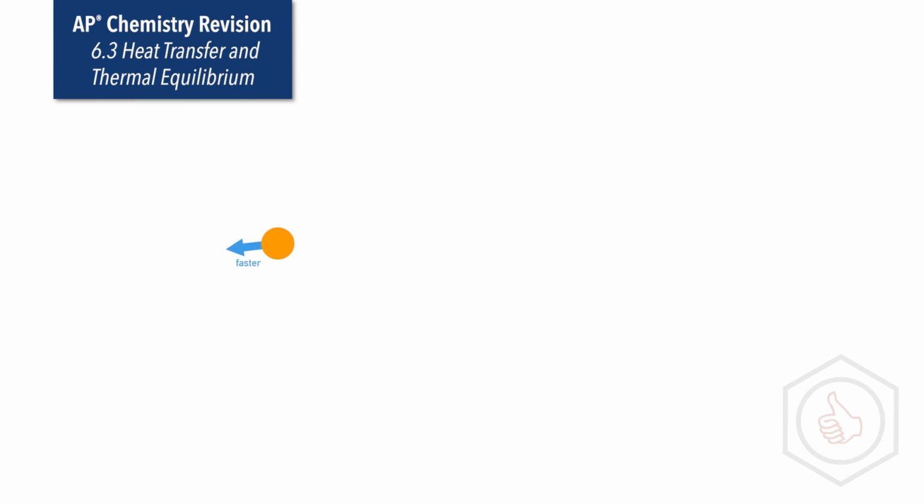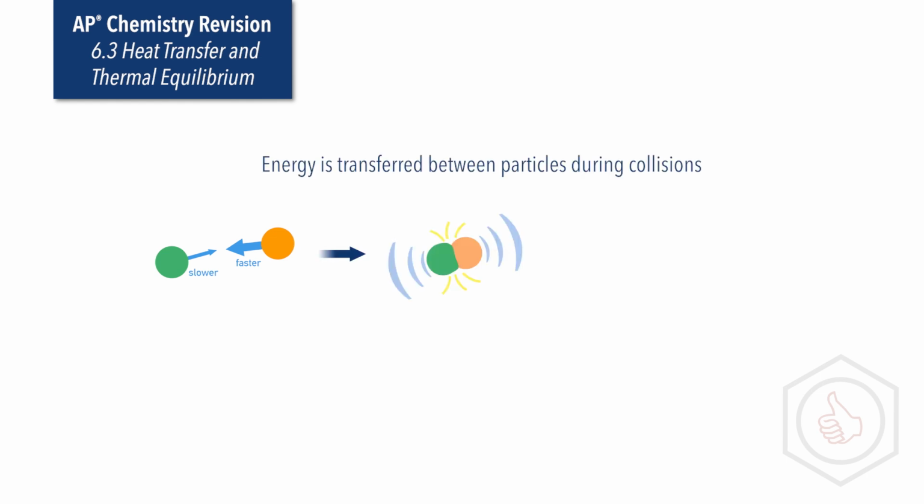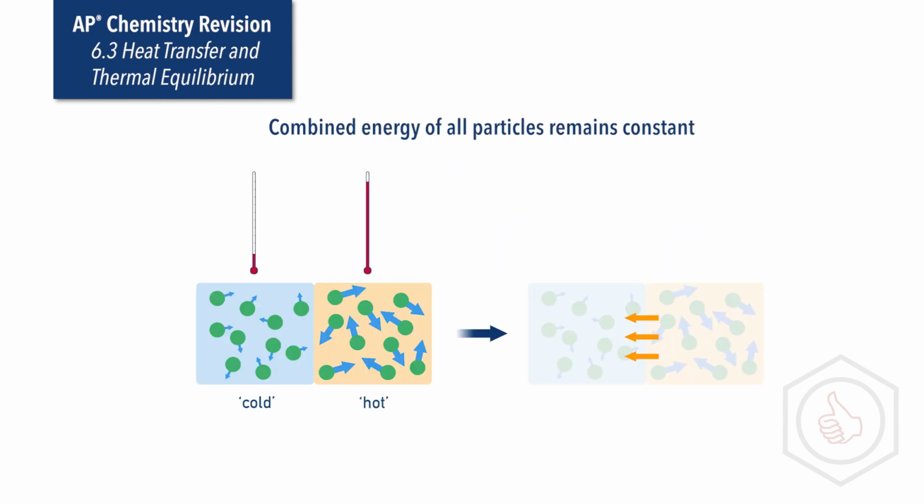When a fast-moving particle from a warmer object collides with a slower particle from a cooler object, some energy is transferred. The warmer particle slows down and the cooler particle speeds up. This process continues with more collisions. The combined total energy of all particles is conserved but redistributed between them. This flow of energy is called heat transfer, also known as thermal energy transfer or energy exchange.